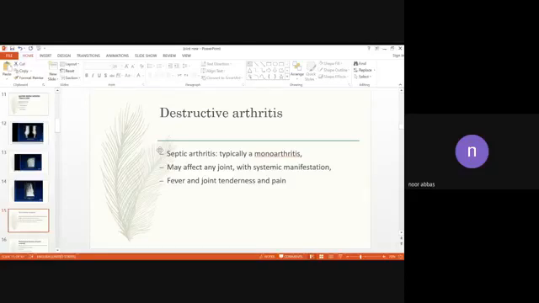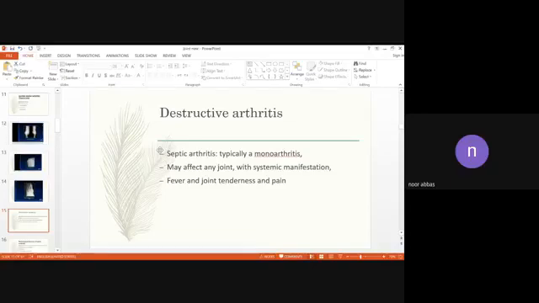We start with septic arthritis. This is the most important type of destructive arthritis. Septic arthritis is a condition that needs to be diagnosed clinically. The patient will present with a monoarthritis, which is a painful, tender, single joint, associated with inability to move the joint. On examination, the joint will appear hot and tender, and the patient will have systemic features and raised inflammatory markers.